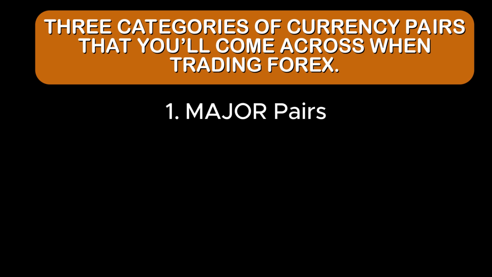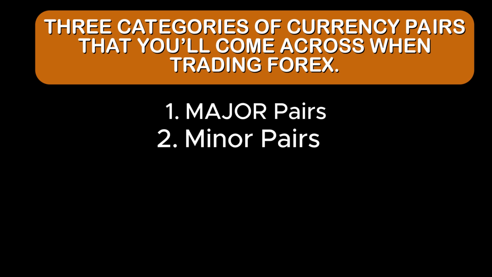Now, the second category of pairs is minor pairs. These pairs don't include the US dollar but are still widely traded, like EUR/GBP, that is Euro against Great Britain pounds, AUD/NZD, that is Australian dollar against New Zealand dollar, or EUR/JPY, that is Euro and Japanese yen. The liquidity here is a bit lower than the major pairs, and the spread can be wider compared to major pairs.